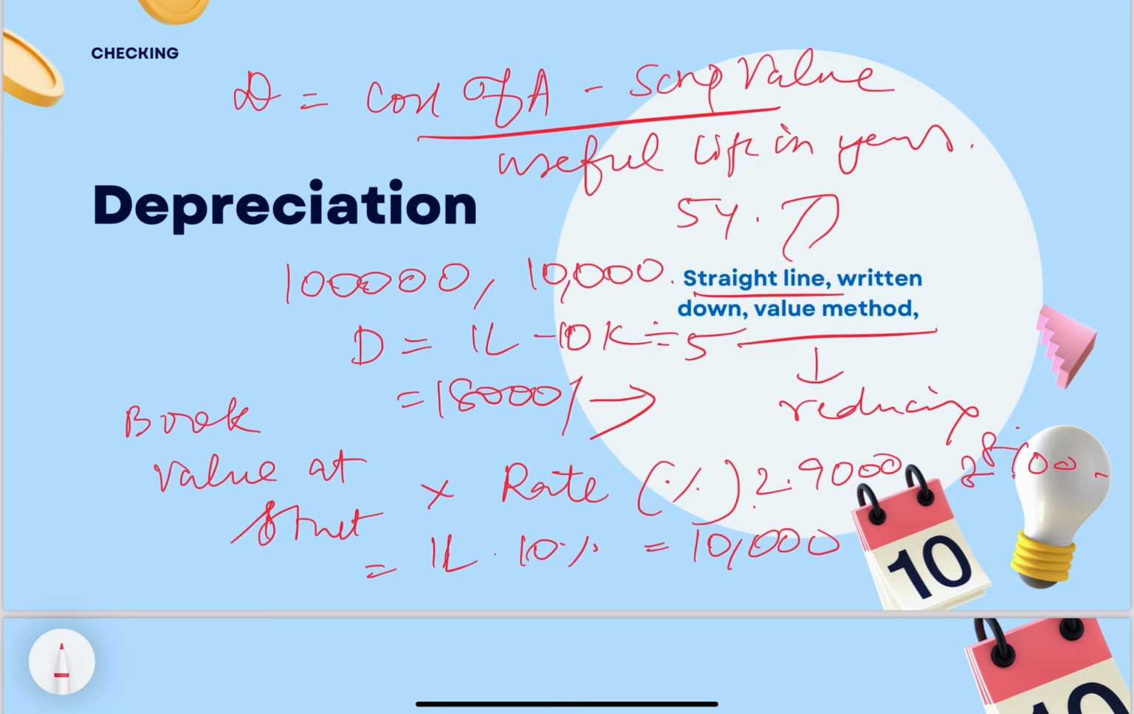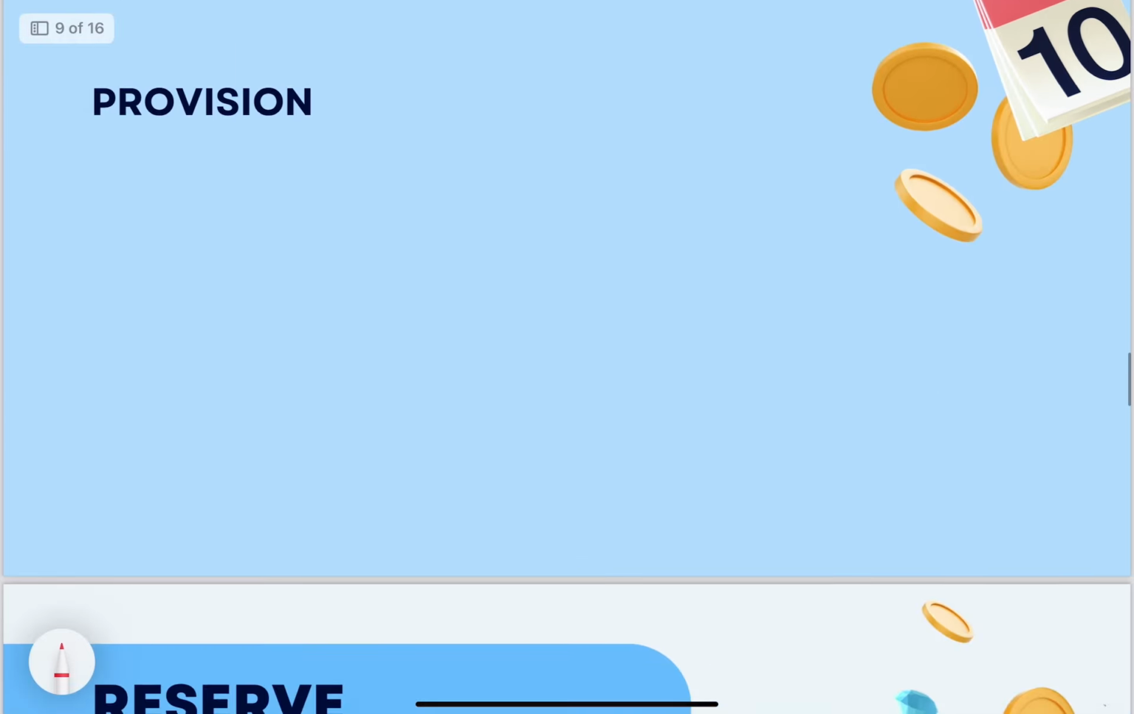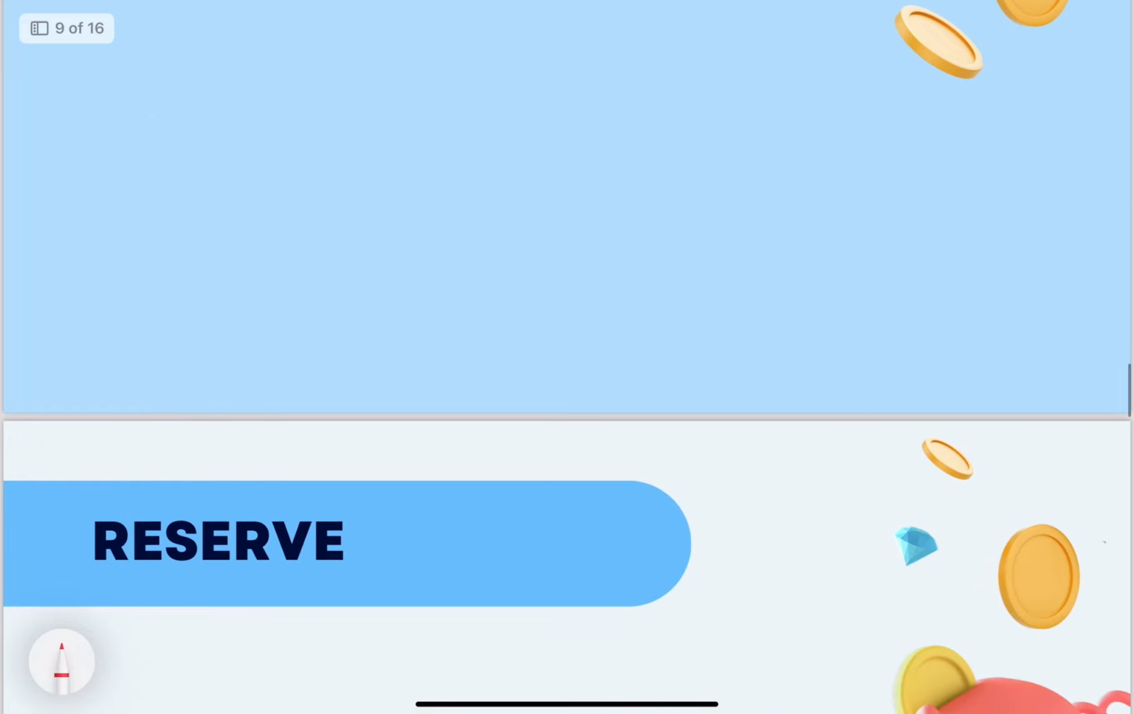You get it? So these are the two types of important methods. In the straight line method, the asset loses the same amount of value every year. But in the written down method, the depreciation is charged at a fixed percentage on the book value each year, so that the amount decreases every year. Right? So these are the two types of methods in depreciation. Next we'll talk about provision.